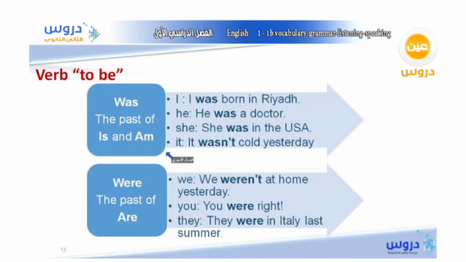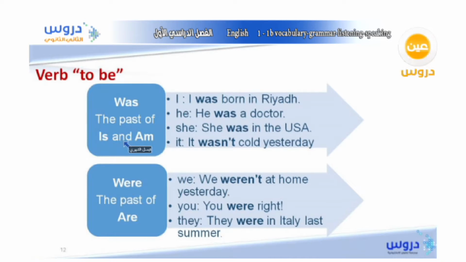Well, if we talk about you and they and we and the plural as well, we couldn't use are. We are using were because we are talking about the past. We weren't at home yesterday. You were right. They were in Italy last summer. Is it clear up to now? If you have anything not clear, please tell me before we move on to make things easy for you.